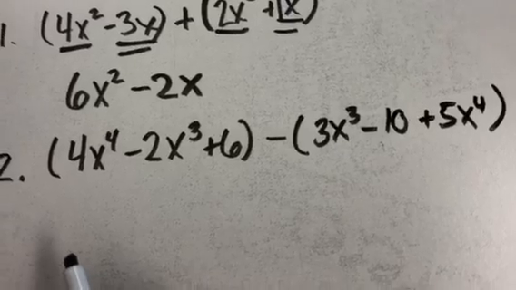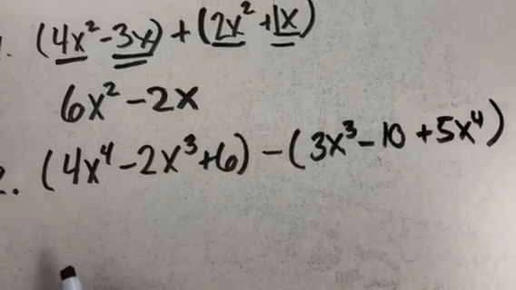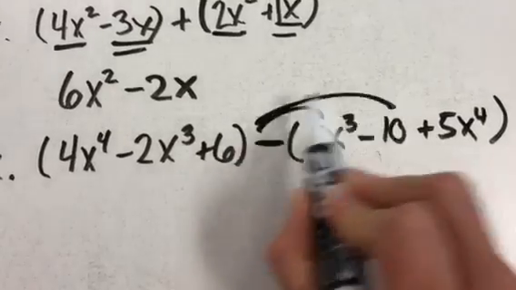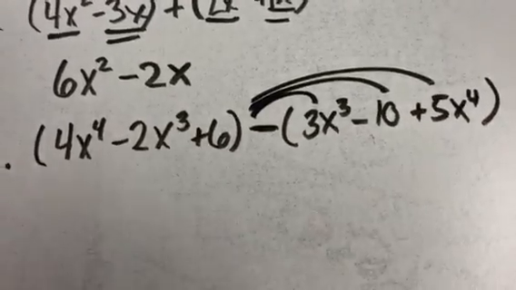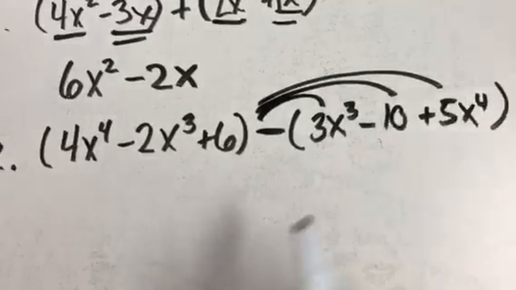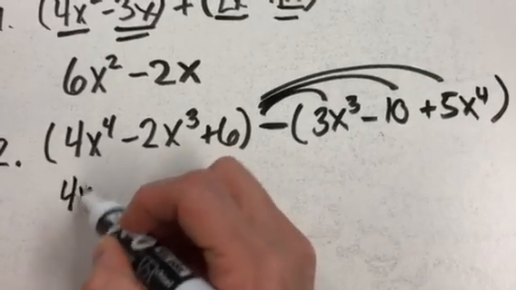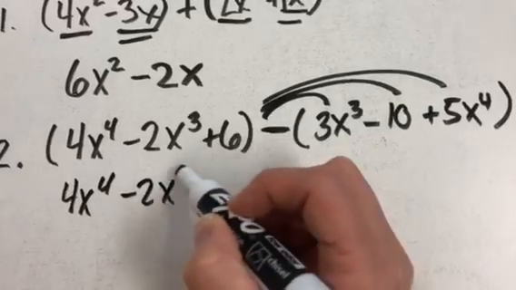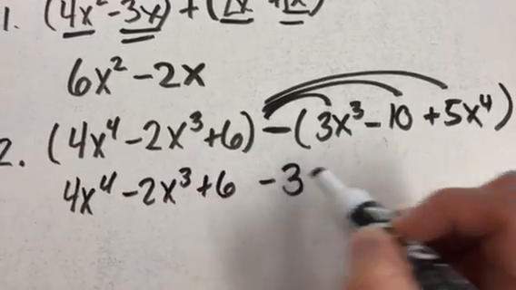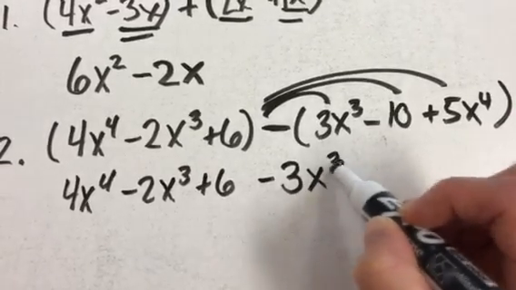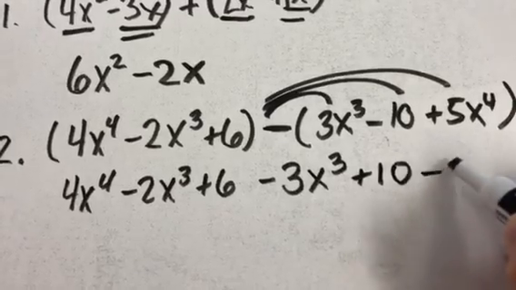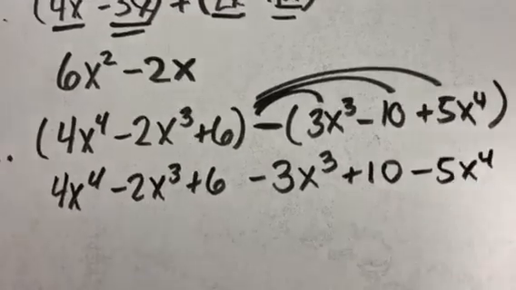Okay, sometimes our polynomials are not going to be in order, so we will make sure to put them in order when we're done. Whenever it's subtraction, distribute the negative sign first. I want to subtract all three of these, so I need to make sure that the minus distributes to all of them. So I'll start by recopying the first polynomial, distribute the minus sign, which changes all of my signs, so now it's minus 3x to the third, plus 10, and minus 5x to the fourth.